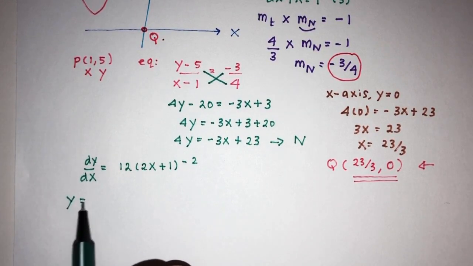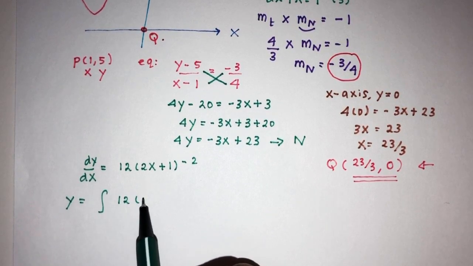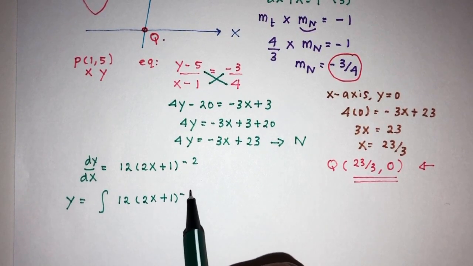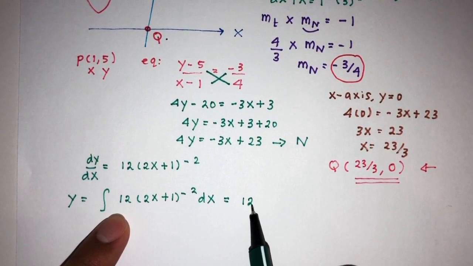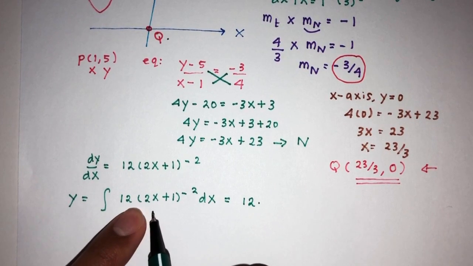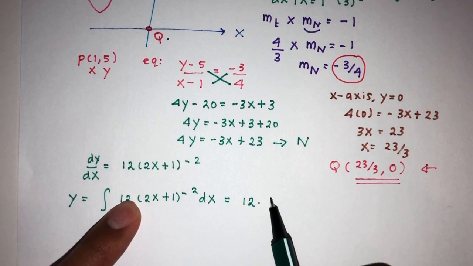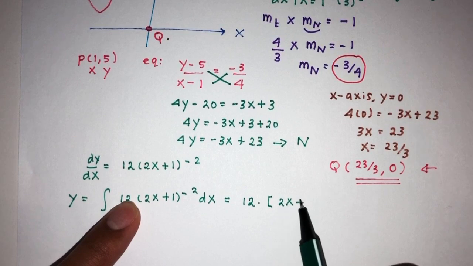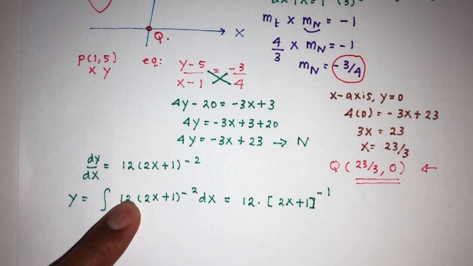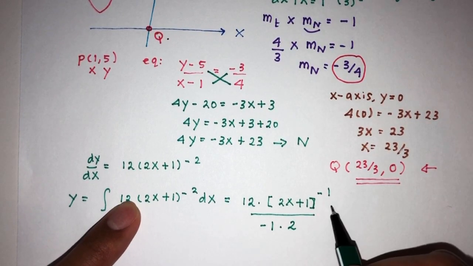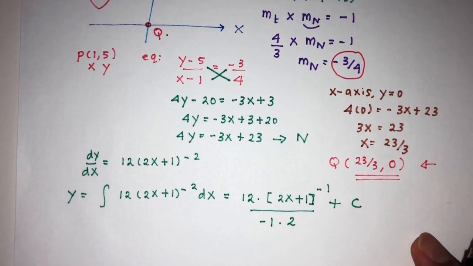So y will be the integration of dy by dx with respect to x, and that will be what? 12 is only a multiple. Then we have to apply integration on the rest. First thing first, we have to increase the power by 1. That will be 2x plus 1, the power is minus 2, plus 1, that will become minus 1. Then divide by the power, which is minus 1. Then we have to divide by d by dx of the value inside. That will become 2 as here. And of course, we have to add c for the constant of integration. I hope that makes sense.